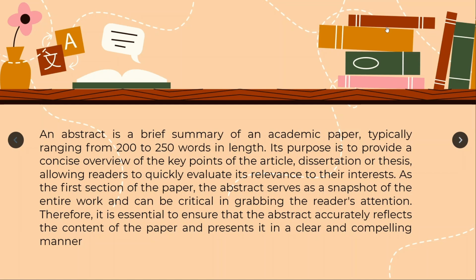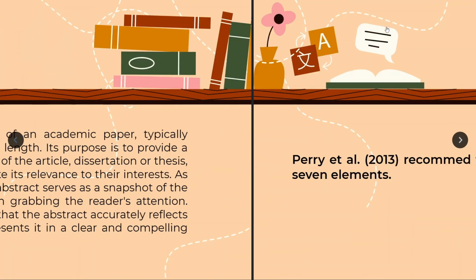So you have to stress that the abstract is very well written, because usually as teachers, when we want to evaluate the students' work, sometimes we find problems at the level of the abstract. Sometimes we find the methodology is not suitable with the topic and things like this. Therefore, it is essential to ensure that the abstract accurately reflects the content of the paper and presents it in a clear and compelling manner. That's the abstract. So how can we write it?